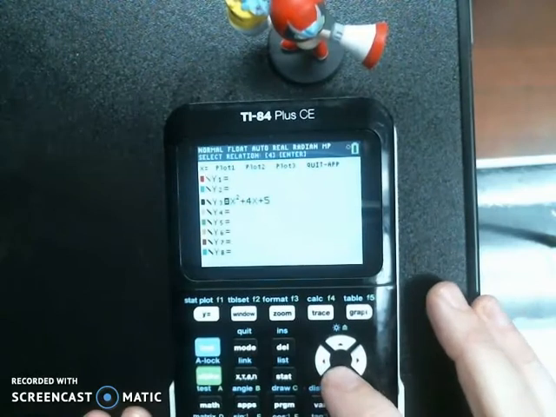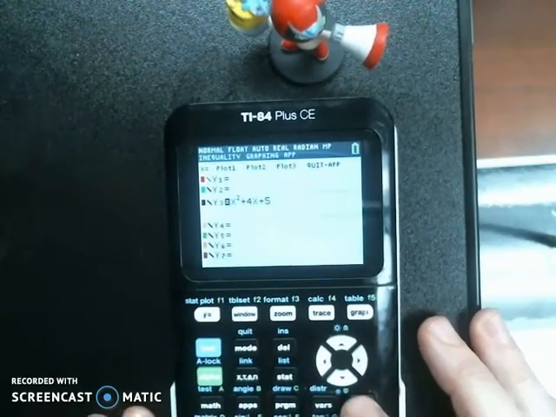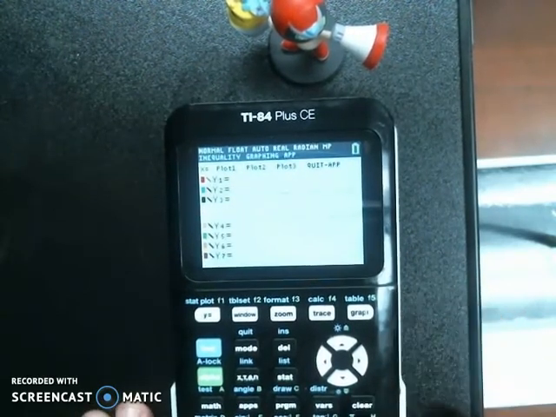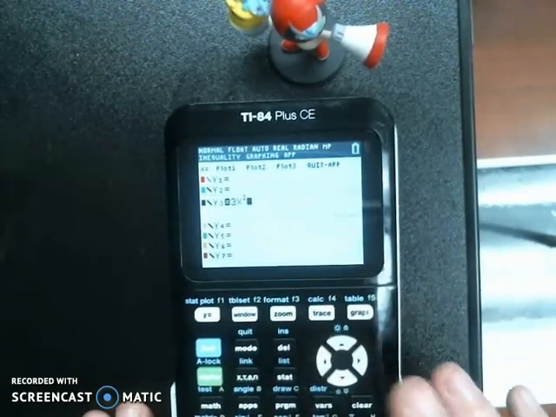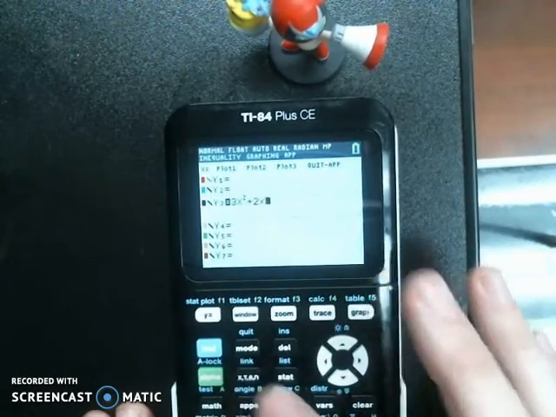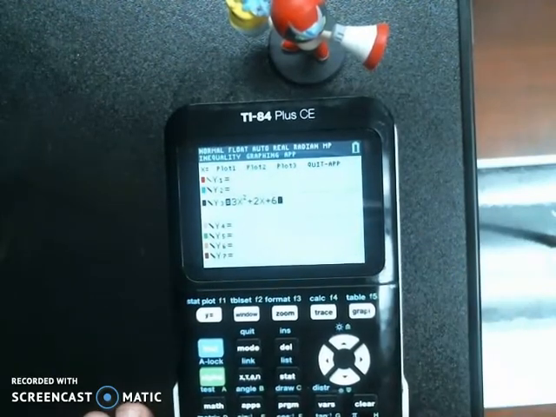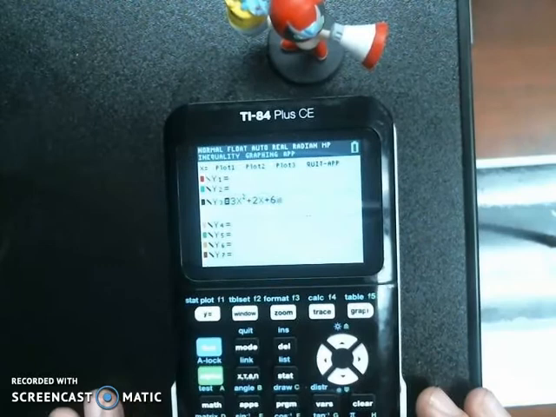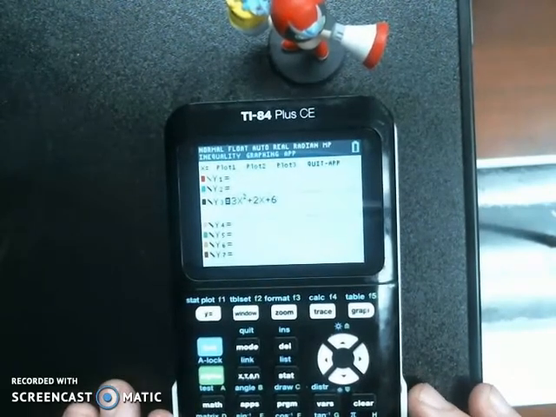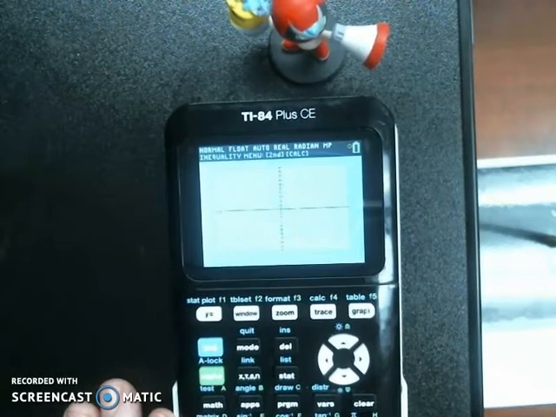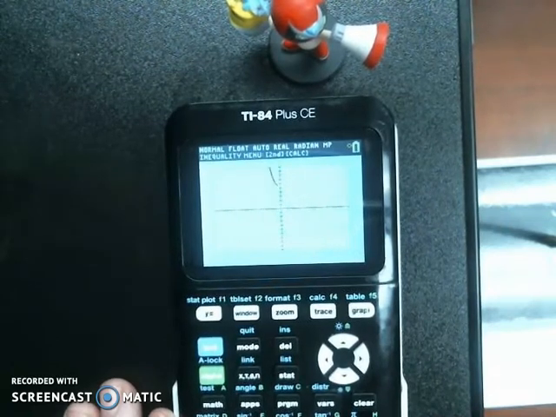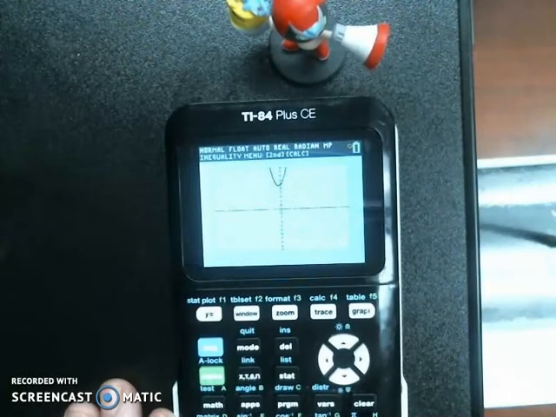All right, I'm going to go in here. I'm going to change that one to a different formula. I'll use the second one I had, 3x squared plus 2x plus 6. And maybe we want to predict a little bit of what this is going to look like, or maybe not. Maybe we're just going to hit graph because we want this to do the graphing for us. And there it is, way up there.